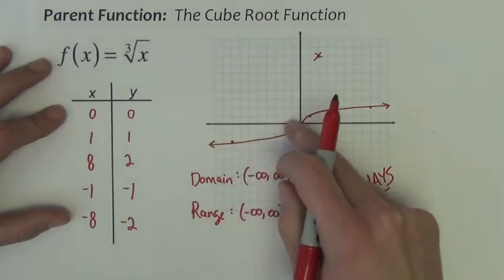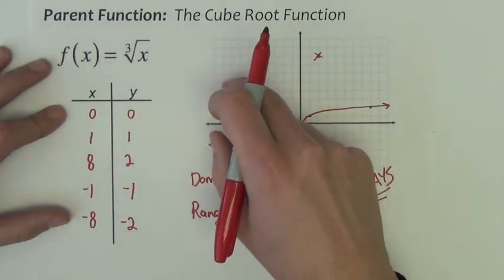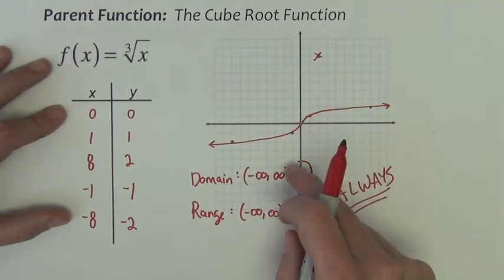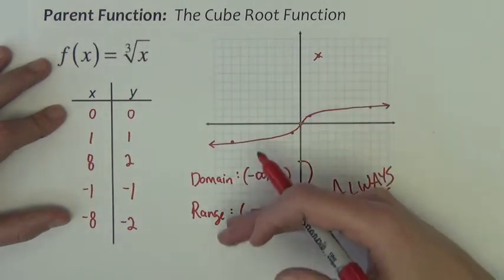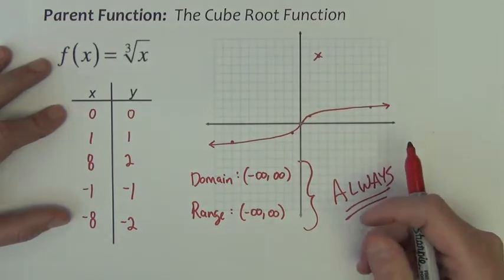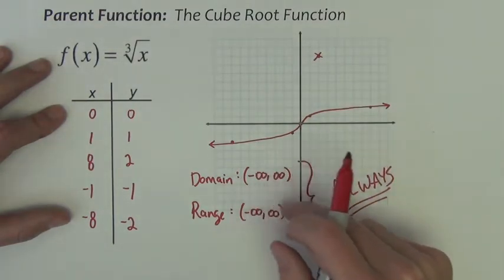It doesn't matter where this cube root function is. I could move it up here and it would have the exact same domain and range. It's always going to go left and right. It's always going to go down and up without fail. So it will always be negative infinity to infinity for the domain and range of a cube root function.